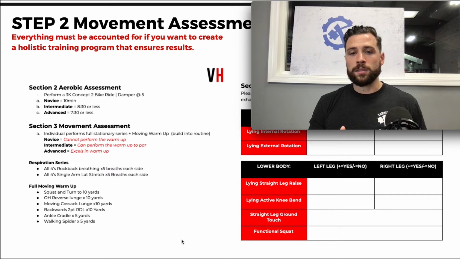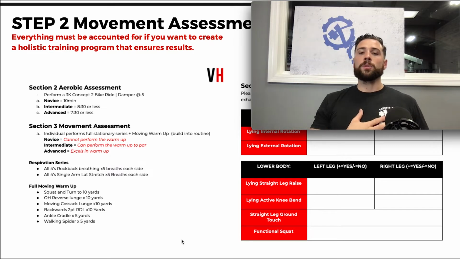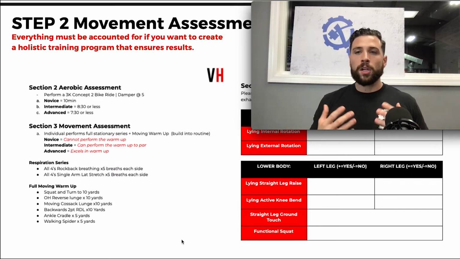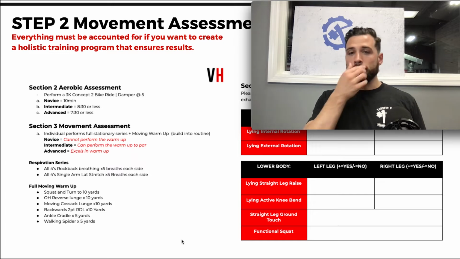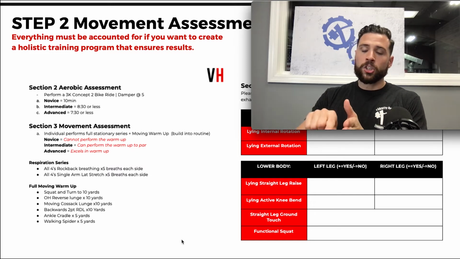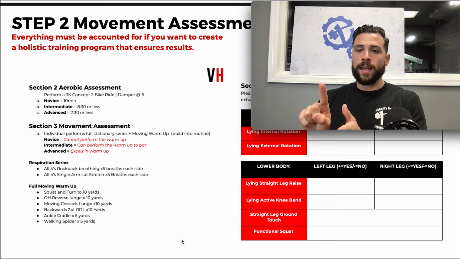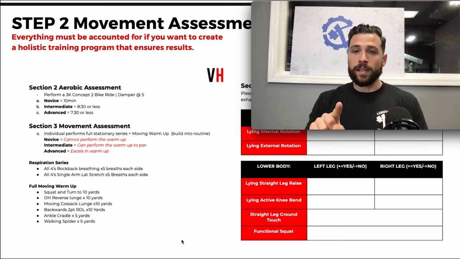So for this test, I'm going to have the individual lie completely on their back. They're going to exhale all of their air, bring their ribs down, and straighten out. While they straighten out, I'm going to have them keep their left knee straight, and they're going to slowly try to raise their right leg. So this is a lying straight leg test.